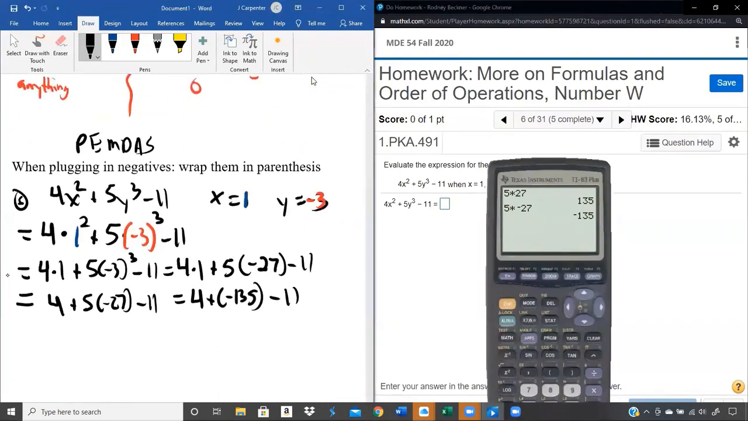Looks good. That's a 4. That was our negative 27. That's our negative 135. Minus 11. No typos, no mistakes. Good. 4 plus negative 135. So we have an addition and subtraction. Do them from left to right in the order you see.